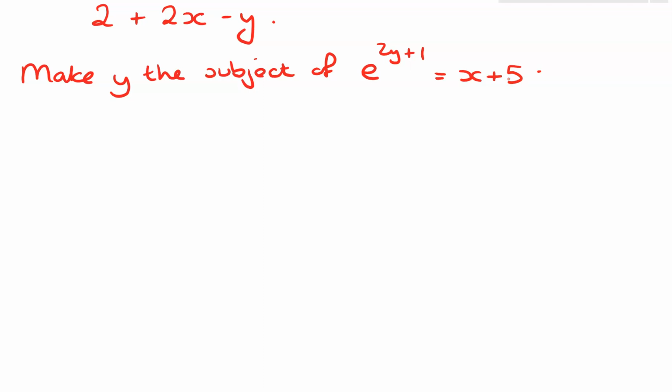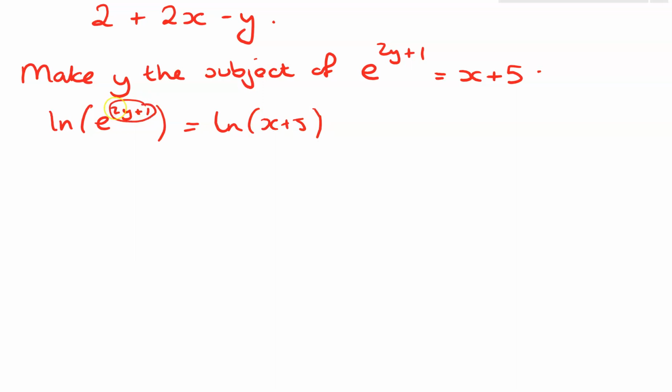So we've got an e here, so we're going to have to use ln, the natural logarithm. It's the only way I'm going to be able to get rid of that e and bring the index down. So I'm going to log both sides so that I can cancel out. I want ln of e to the 2y plus 1 equals ln of x plus 5.